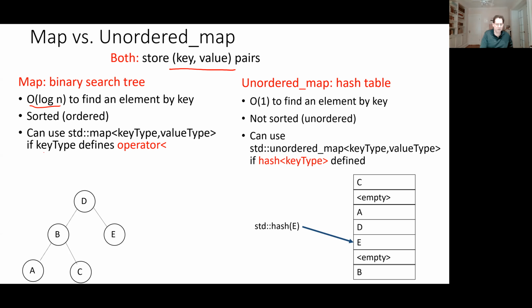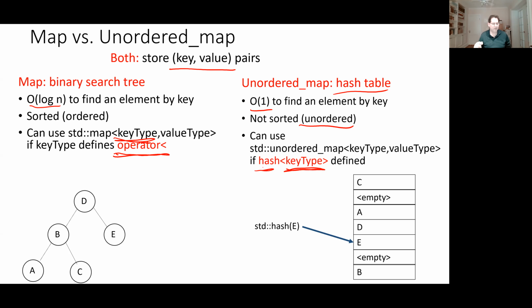And in order to use it, your key type, so say we were using strings, has to define the operator less than so that the sorting can be done by the tree. Unordered map is a hash table. It's even faster, order 1. It's not sorted.